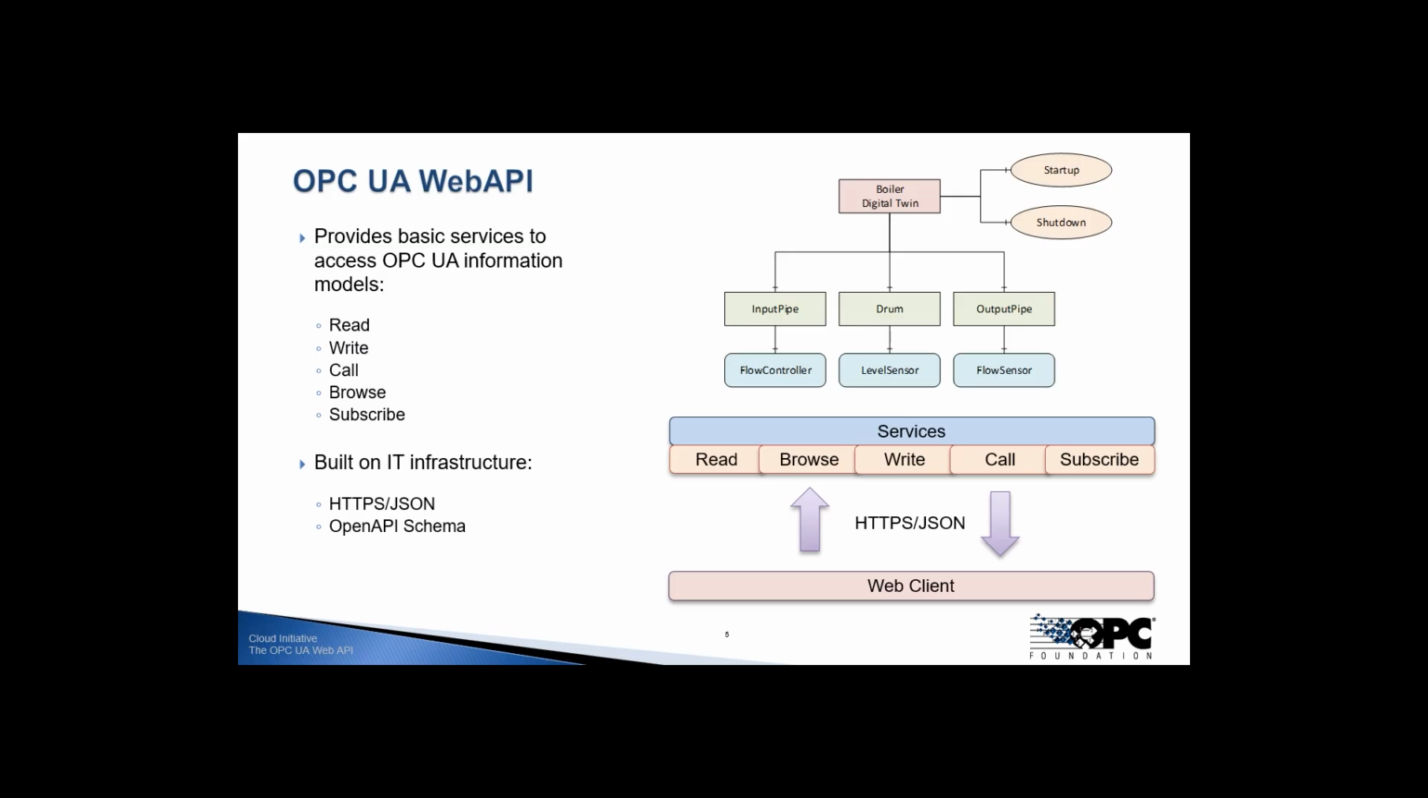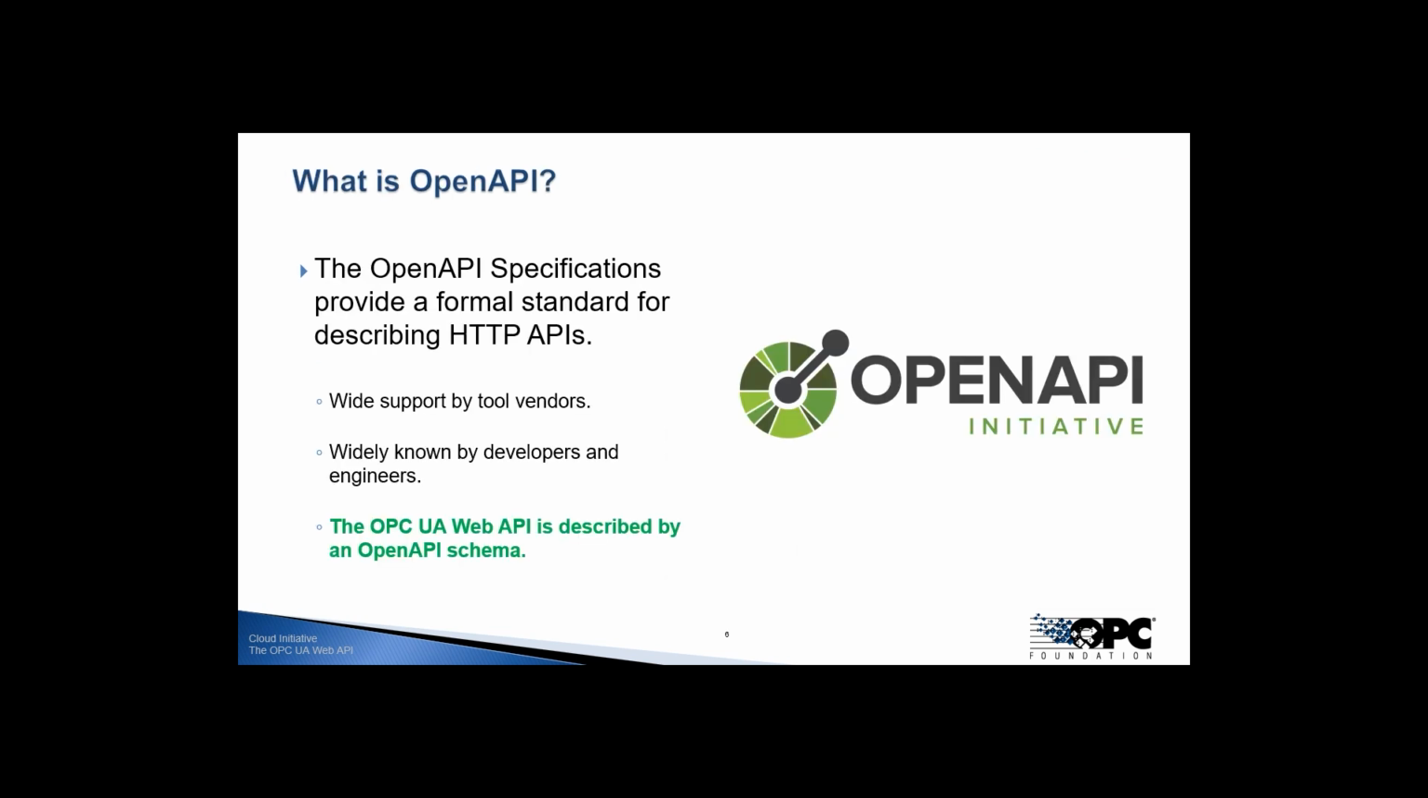It's the same information model, same APIs, same calls, but it's all built on IT infrastructure, HTTPS and JSON. In particular, we're using an OpenAPI schema. Now, what is OpenAPI? Well, OpenAPI is a formal standard for describing HTTP APIs. It's widely used in the industry, with wide support by tool vendors, and widely known by developers and engineers.